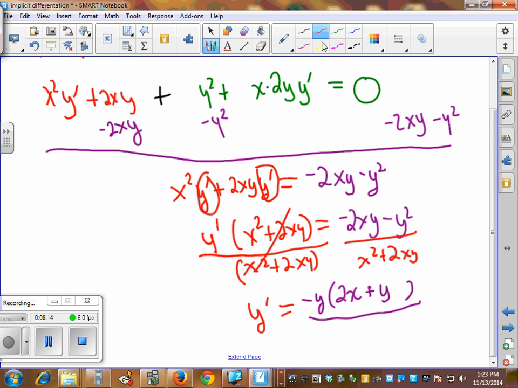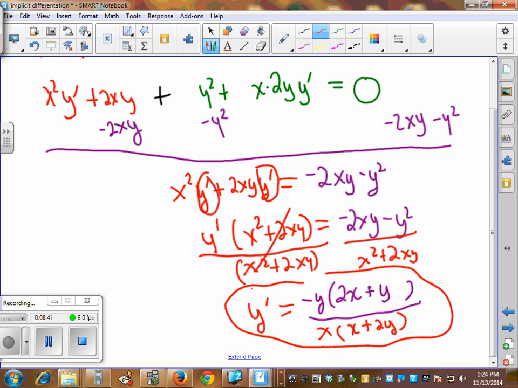Now in the denominator, we have an x in common. x times x would give us x squared. x times what would give us 2xy? So it would be 2y. That looks like something might cancel, but you'll notice that it's not exact. Those are nowhere near the same. So that's as far as we can go with that answer.